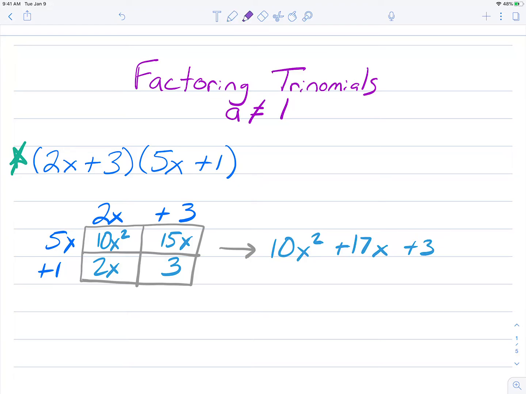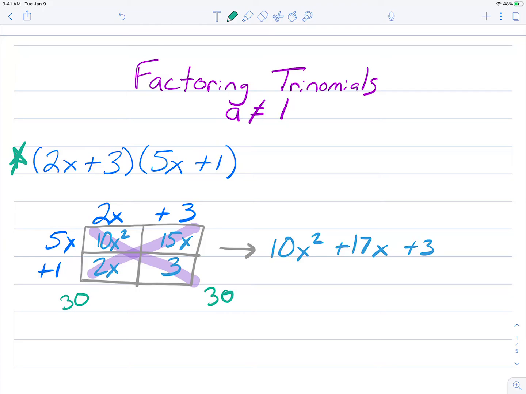So first of all, if you were to multiply the coefficients of the diagonals, 10 times 3 is 30, and 15 times 2 is also 30. This is going to be true in every single box. The diagonals multiply to the same number.